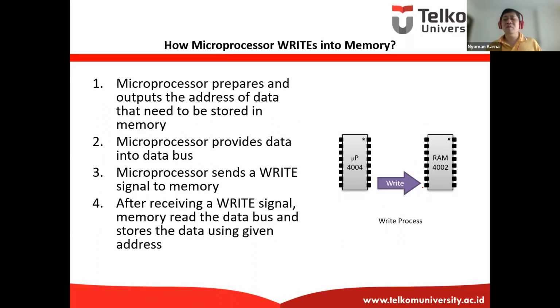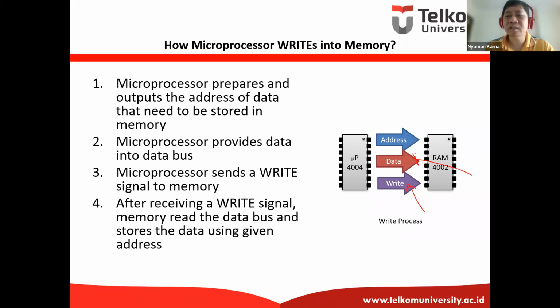In the write operation, just like in the read process, first the microprocessor needs to explain where is the location that I want to write, and then also the data itself. Then the last one is write. Please put this data into this location. That's the meaning of the write signal. This is the control signal.